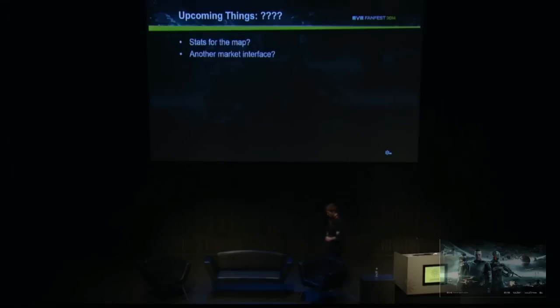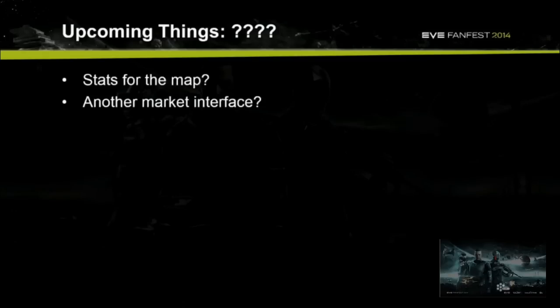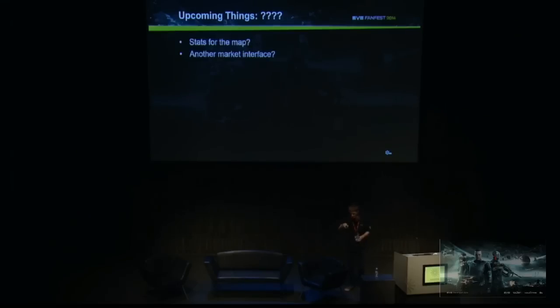Another market interface. Right now if you want to get market data from CREST, the only choice is to get one type ID at a time per region, and you get all of its historical market data. If, however, all you want is a price for all items in the game that are on the market, we're looking at adding just a page that dumps all type IDs, and their current average price according to when you hover over it in the client. That price, just give you a dump of all of them so that you can easily get all the type IDs and their price. Yay!